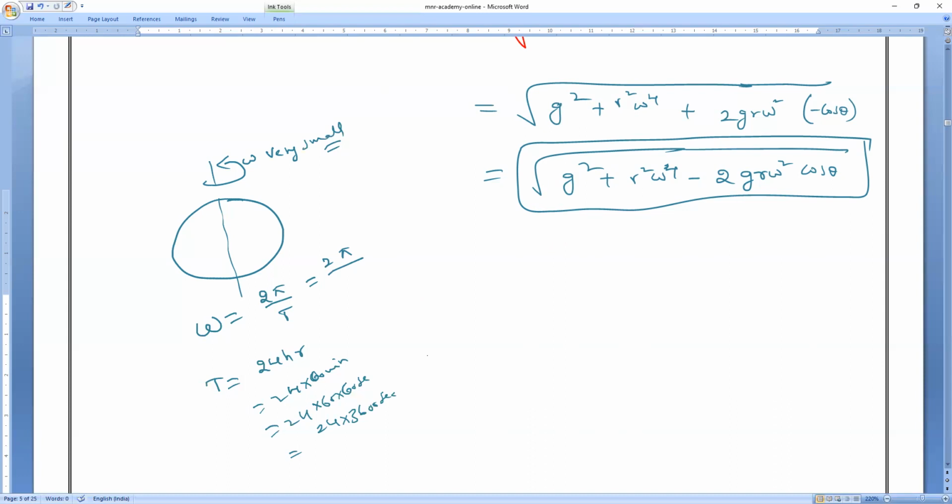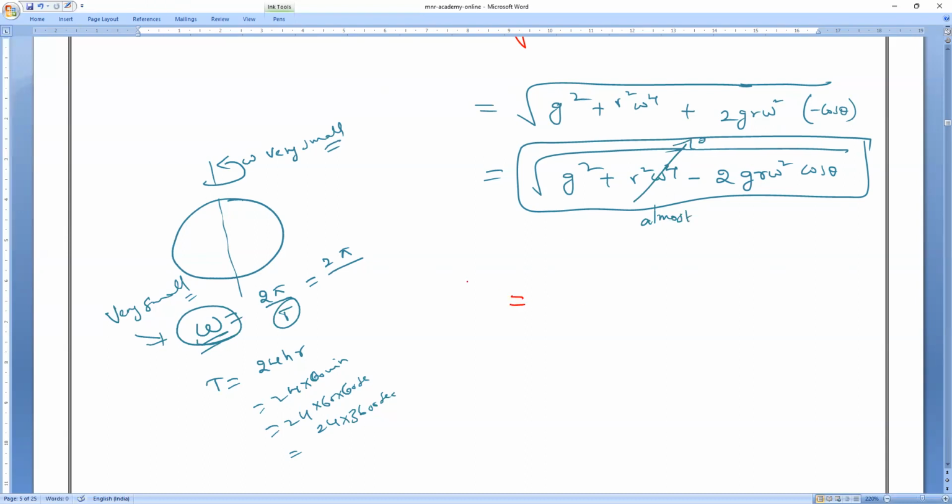So you get an extremely large time period, and the angular velocity will become very small. Since we have omega power 4, omega is already very minute, and raising it to the power 4 makes it much smaller. So it is almost equal to 0.